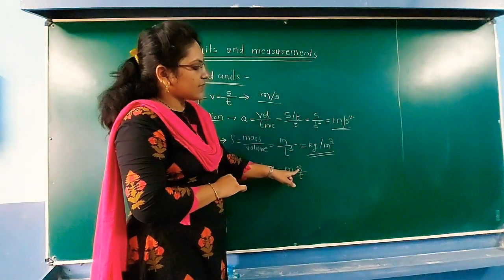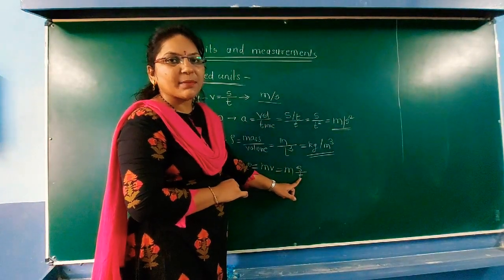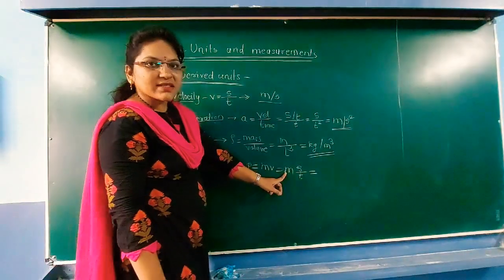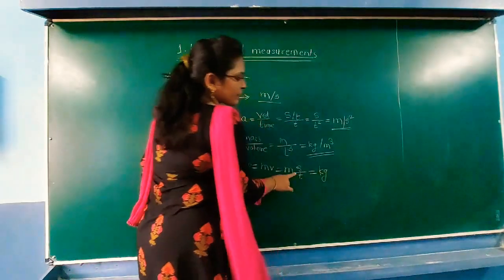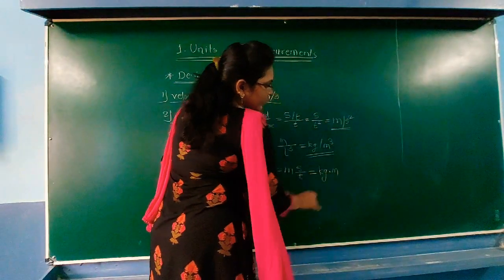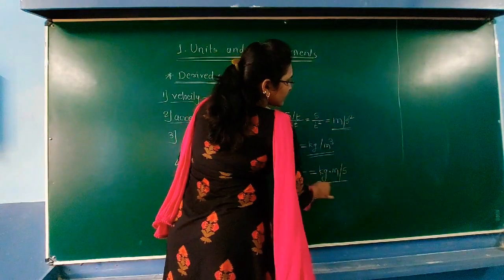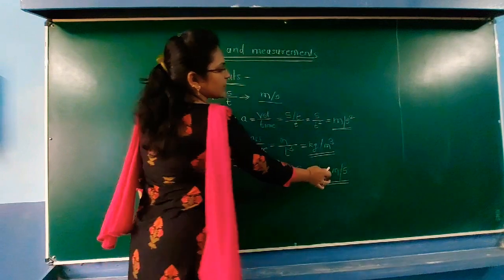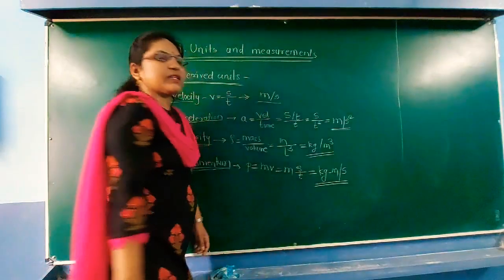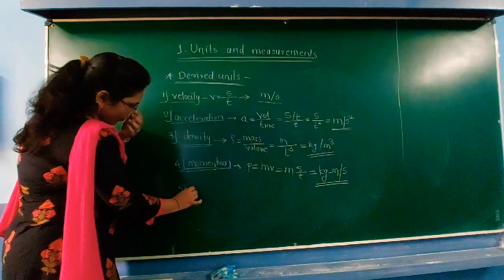Here M is mass, S is displacement, T is time. So length, mass, time, these three are fundamental quantities. So we can write the SI unit. Mass is having SI unit kg. Here S means length. Length is having SI unit meter. Then T means time. It is measured in second. So we can write this unit as kg into meter per second. SI unit is kg into meter per second. Then fifth quantity is force.